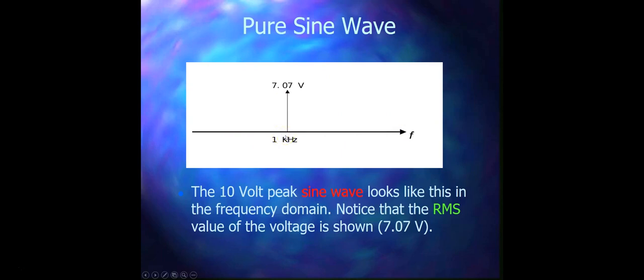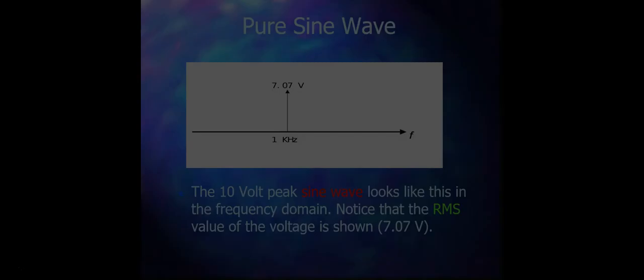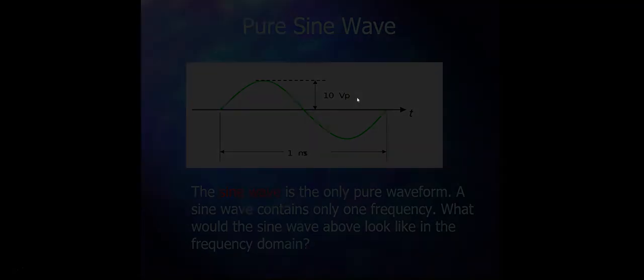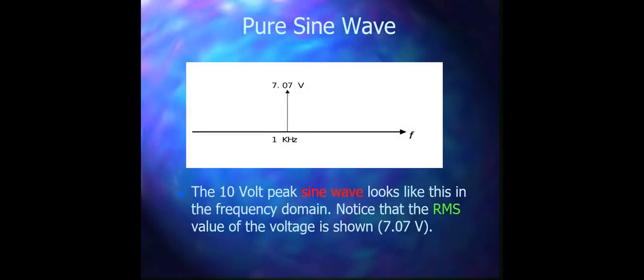If we go back to the previous waveform, here you see 1 millisecond was our time and 10 volts was our peak. But when you look at the spectrum analyzer, you will see your RMS voltage represents the signal, and here this represents the frequency of the signal.